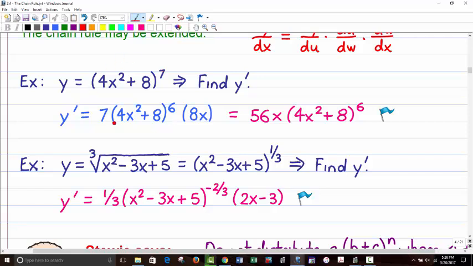Bring the 7 down, leave the inside alone for a minute, drop the exponent down by 1, then tack on the derivative of the inside at the end. Don't jump the gun. And then you can multiply the 7 times 8x to get 56x. So y prime would equal 56x times 4x squared plus 8, all raised to the 6th.